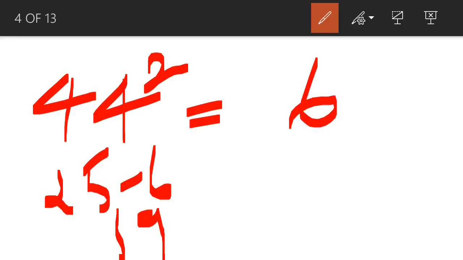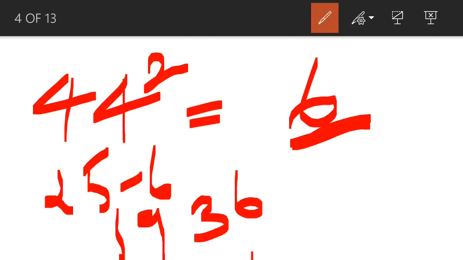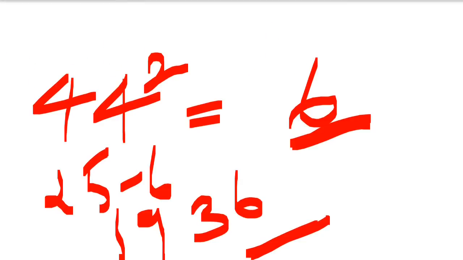Okay, in the second part we have to square the difference. If you square the difference, you will get 36. So 1936 is the answer for 44 square. Okay, I got the trick here.